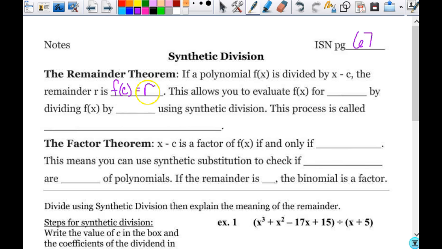If r is 0, then that means that y is 0, which would mean then that it's a factor, right? But that also allows you to evaluate a function and not just use it to find a factor. So this allows you to evaluate f of x for x equals c by dividing f of x by x minus c, whatever c might be, using synthetic division.